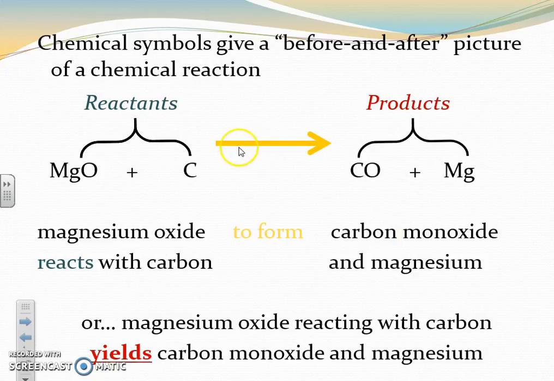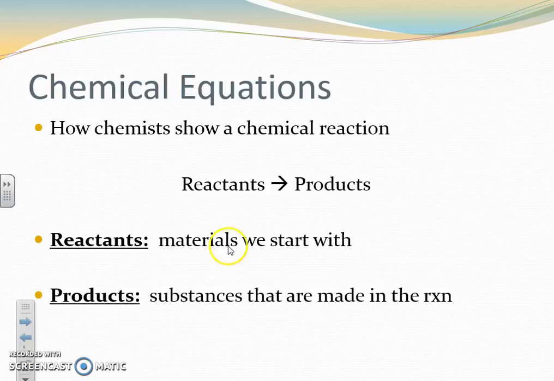That arrow, so that arrow means form. It also might mean yields, produces, a few different words you might see used to kind of show you, okay, these things are the reactants, these things are the products. We will write these word equations and we'll practice that later on. So how we see a chemical reaction, like I said, it's reactants and products with that arrow in the middle.